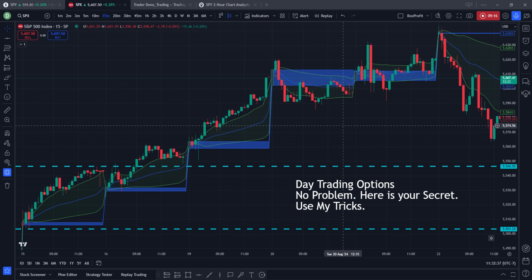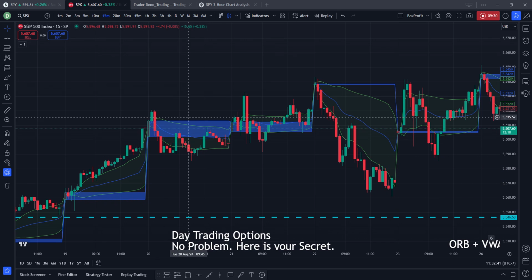There are days that it will not work effectively, but what do those days look like? First of all, you have a wider distance between the closing and the open of the first candle, and that just tells you that it's going to be a little weak.